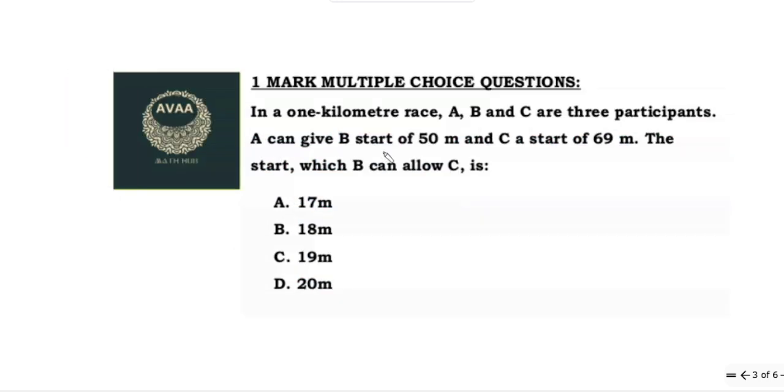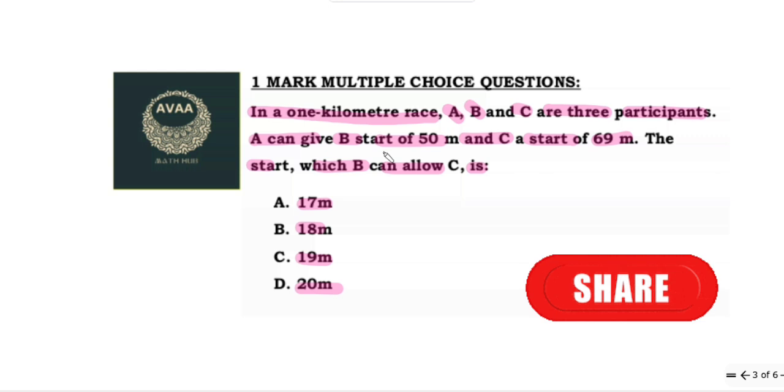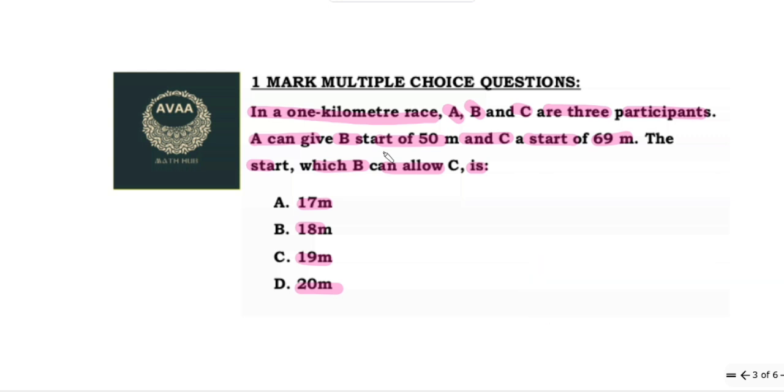Here in this question, in a 1 kilometer race, A, B and C are 3 participants. A can give B a start of 50 meters and C a start of 69 meters. The start which B can allow C is... The options are 17 meters, 18 meters, 19 meters, 20 meters. A start means A is leading over B as well as C. That is the meaning. So if you want to look into the meaning of the wordings or what kind of phrases they are using in the questions, please refer to the previous video. That will give you an idea about approaching the questions.